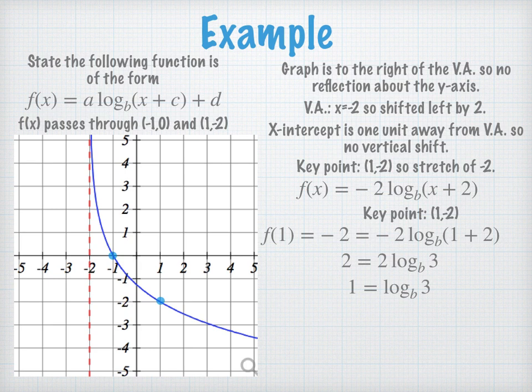So now is when we have to start rewriting things, asking ourselves, what would b equal? Well, if we rewrite the logarithm as an exponential, it'd be base b raised to the first equals 3. So that means b equals 3. Well, now we know the last missing piece, so we know that our function f of x equals -2 log base 3 of x plus 2.